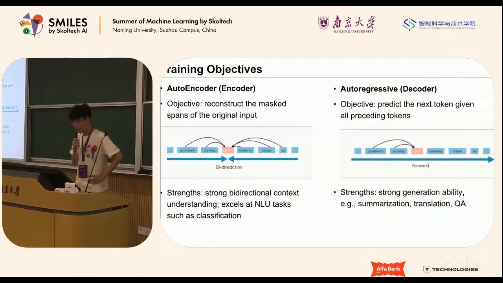Let's compare the training objectives of autoencoders and autoregressive models. Autoencoders, or encoder-only architectures, aim to reconstruct the masked tokens from the original input. The bidirectional context understanding is ideal for natural language understanding tasks like classification. On the other hand, autoregressive or decoder-only models predict the next token given all preceding tokens. While they only look forward, they prioritize strong generative abilities, making them ideal for open-ended tasks like summarization, translation, or question answering.